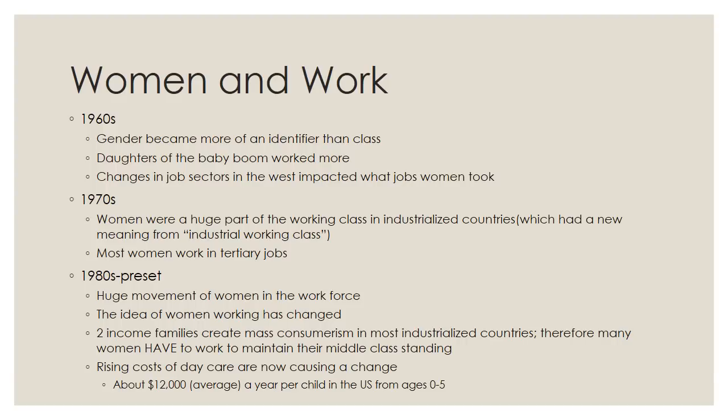The changes in job sectors in the West impacted what jobs women took. With mechanized farming and the efficiency of our industry, we didn't necessarily have to have so many people in our primary sectors, and so women were taking on more of the secretarial jobs, nurses, teaching. In the 1970s, women were a huge part of the working class in industrialized countries. So we have a new meaning for the industrial working class. We're no longer working in the factories. We are working in businesses.